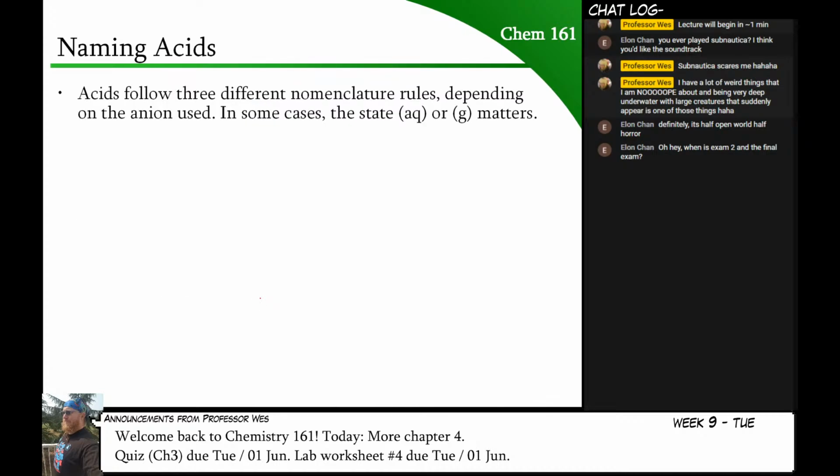Now, depending on the acid you are looking at, in some cases the state of the acid matters when you name it. This very rarely comes up because, for the most part, the acids that we deal with are aqueous. And so we just use the aqueous rules and we're fine. Your text does mention, though, that in the gaseous state the names are different. And so I present both of the names here for binary acids, just in case you run into that and you're like, oh, why is it hydrogen chloride? Isn't it hydrochloric acid? Well, it's hydrogen chloride in the gas state.